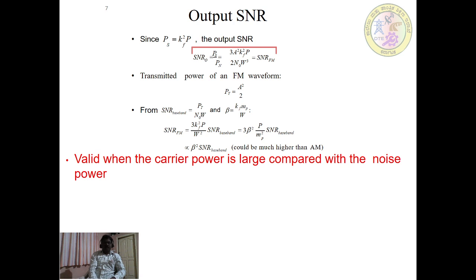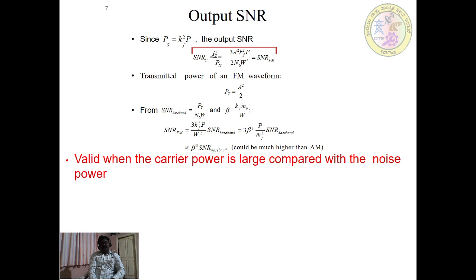Transmitted power of an FM waveform Pt is equal to a squared by 2. For the signal to noise ratio at baseband, that is transmitted power divided by N naught omega, and beta is equal to Kf mp by omega. So the signal to noise ratio of FM is given by the expression shown here, that is 3 Kf squared P by omega squared times the signal to noise ratio at baseband.